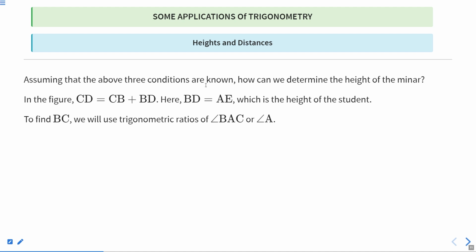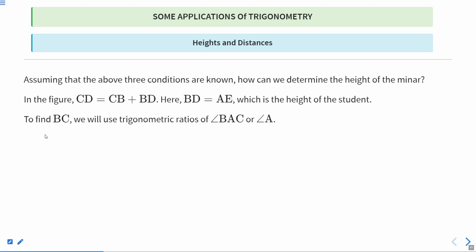So how can we determine the height of the minar? In this figure, CD is the height of the minar. CD is equal to CB plus BD. Here BD is equal to AE, which is the height of the student. So we can write CD equal to CB plus BD.